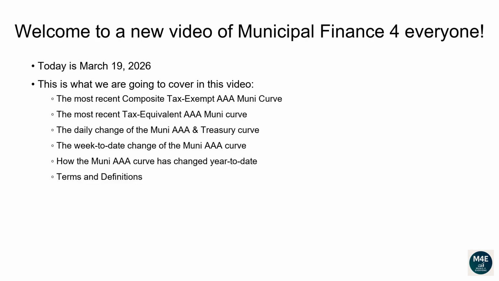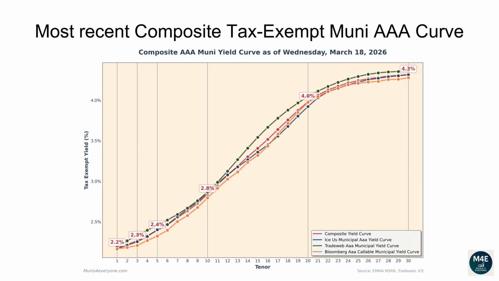Terms and definitions. Let's go over the most recent composite tax-exempt Muni AAA curve. The following composite tax-exempt yield curve is based off the most recent ICE, TradeWeb, Bloomberg yield curves that are available on the MSRB website, plus some proprietary extra adjustments, as of March 18, 2026.